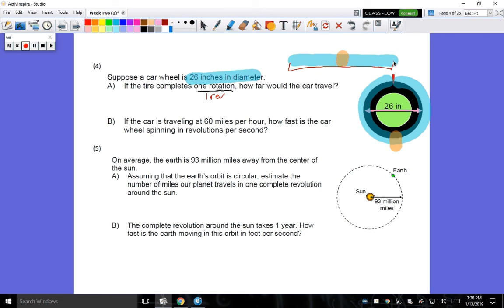So we have C is equal to 2 pi r, okay? Or you could say the circumference is equal to pi times d. Either one is fine.